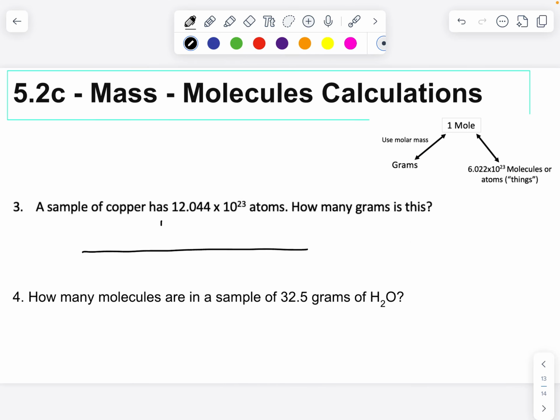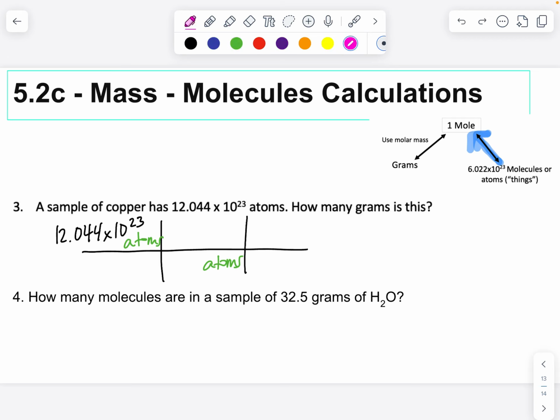Last two problems. Again, we're just going to set up our train tracks. I'm going to start by writing out the number that I am given, which is 12.044 times 10 to the 23rd. Again, this is atoms. So if atoms are on the top, I know that atoms have to be on the bottom. And I'm just going to follow my map. So if I'm starting with atoms, that means my next step is moles.